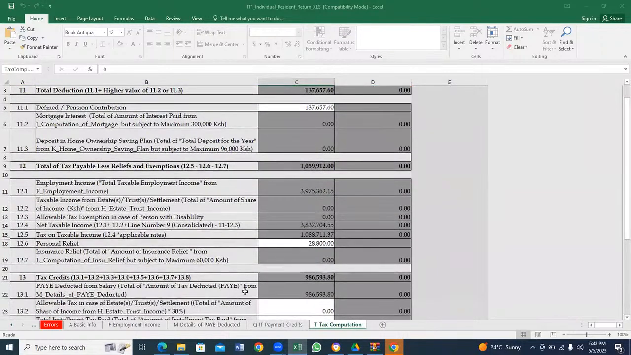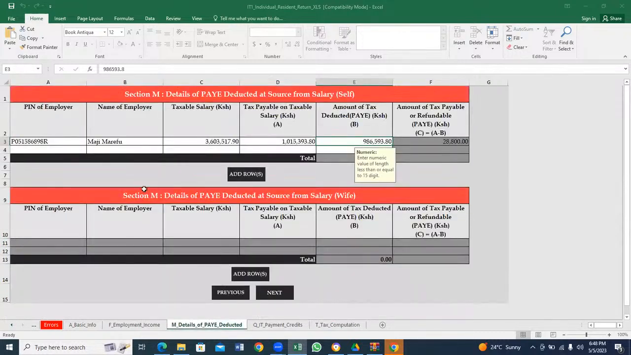Unaona hii 13.1, 986,593.8. The amount I expect to find here. But look at what 12 is saying. 12 inakata. Kwa sababu ya nini? 12 does not understand. 12 is still working with 3.8 and not 3.6. What do you think 12 wants?